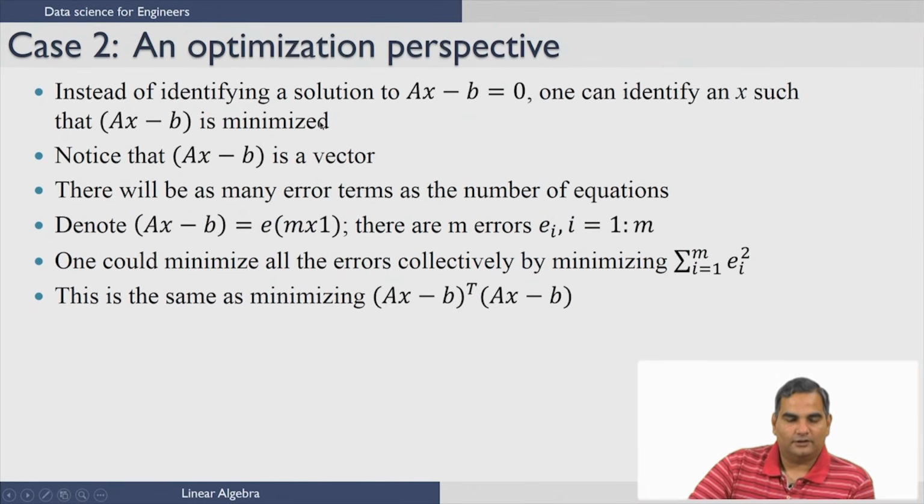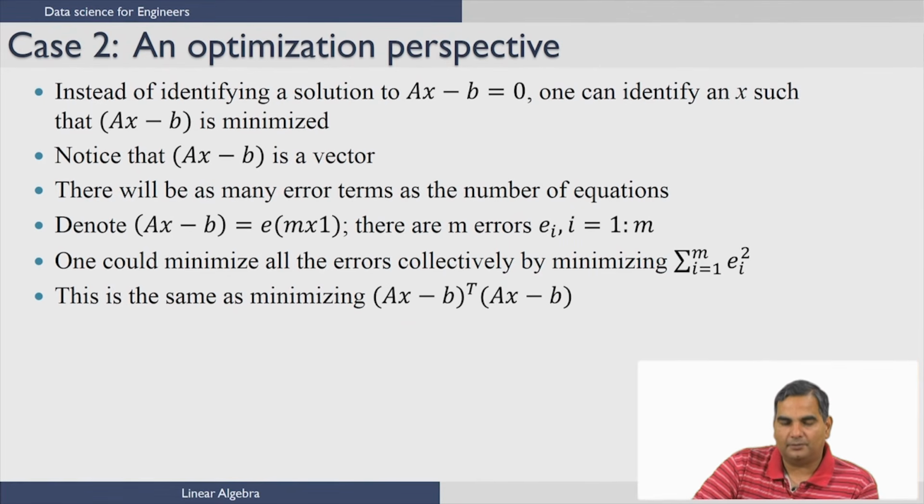Let us look at a solution to Ax equal to b when the number of equations is more than the number of variables. As we mentioned before, we are going to take an optimization perspective here. When we try to solve Ax equal to b, we can write that equation as Ax minus b, and if there is a perfect solution to the set of equations, then Ax minus b will be equal to 0. However, since we know that the number of equations is a lot more than the number of variables, there might not be a perfect solution. So, what we want to do is identify a solution in such a way that Ax minus b is minimized.